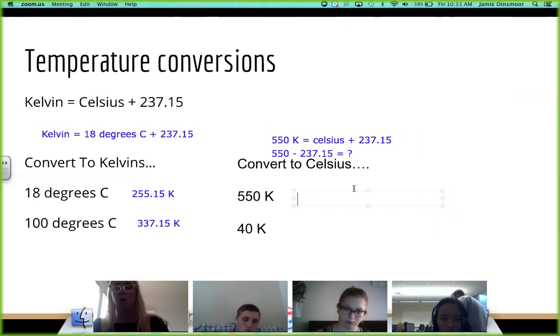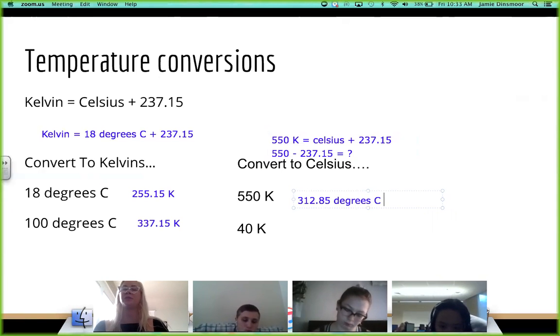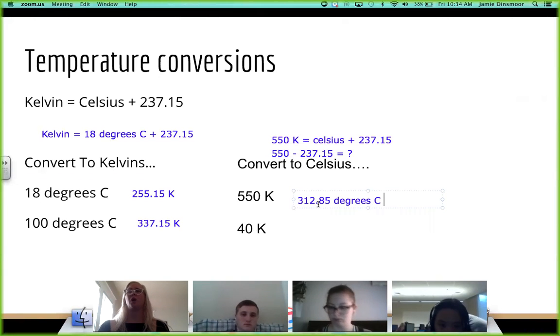Okay, 312.85 degrees Celsius. We can't really make a degree sign easily, so I'm just going to write out the word degrees. Again, that's pretty high, right? 312 degrees Celsius is really, really hot. Okay, what about for our 40 kelvins?